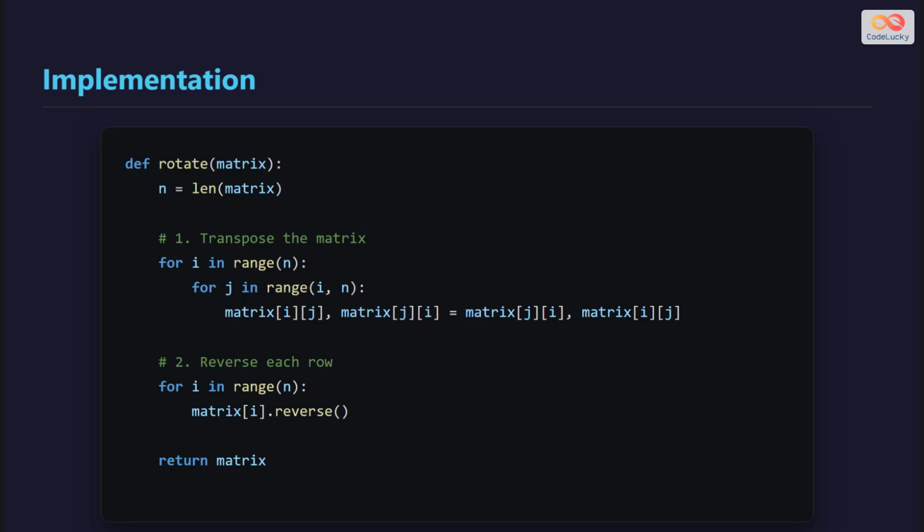Here is the clean implementation in Python. We define a function that takes the matrix as input. First, we use a nested loop to handle the transpose, swapping elements across the diagonal. Notice the inner loop starts from i to avoid swapping back. Then, we iterate through the rows one more time and reverse each one in place.